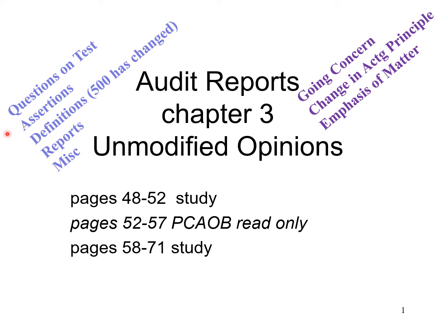On the test, the biggies are assertions, the 6 assertions we've talked about, and the definitions that we've talked about. Now, as you prepare for the test, remember 500 has changed since the old test. So there'll be questions very similar on this test, but the answers will be different because 500 changed. Then we've got audit reports, which we're going to do today. Those are the 3 big items on the upcoming test.